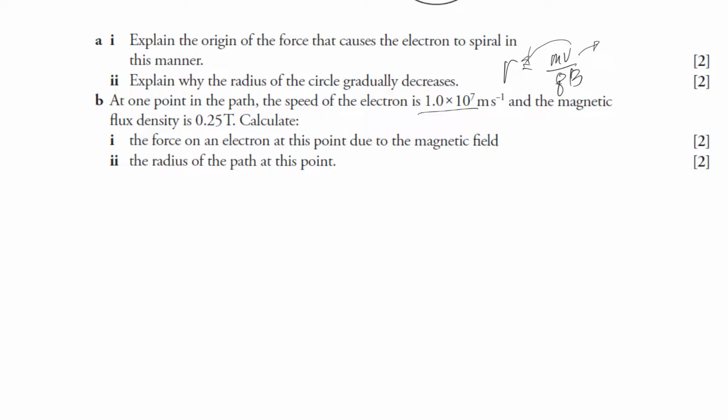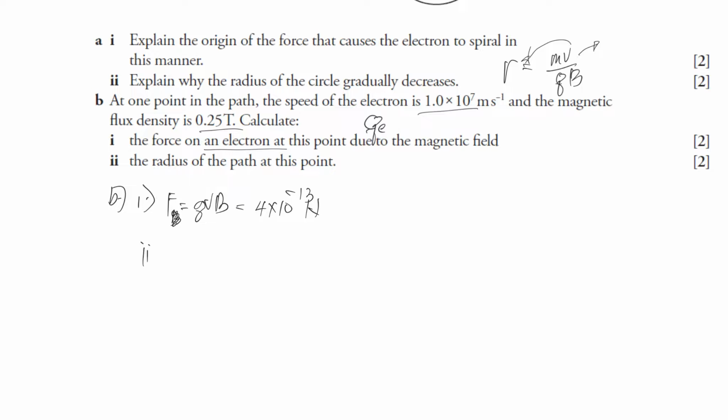Speed of electron is given, the B is given, the charge of electron is Qe. Now the force on electron, so let's have part i here using the formula. This is magnetic force, QvB. Q times velocity times the B will give you 4 times 10 raised to minus 13 Newton.